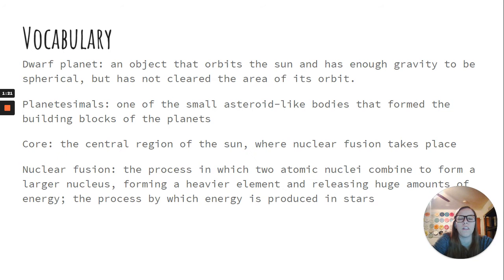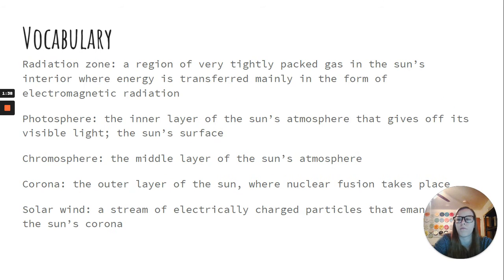Core is the central region of the sun where nuclear fusion takes place. Nuclear fusion is the process in which two atomic nuclei combine to form a larger nucleus, forming a heavier element and releasing huge amounts of energy, the process by which energy is produced in the stars. Radiation zone is a region of very tightly packed gas in the sun's interior where energy is transferred mainly in the form of electromagnetic radiation.